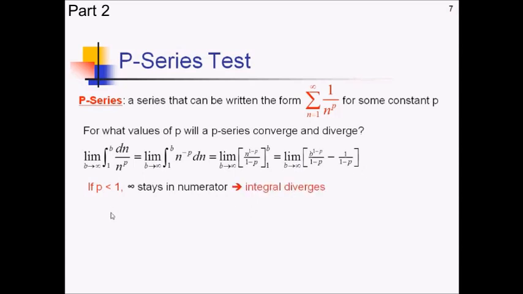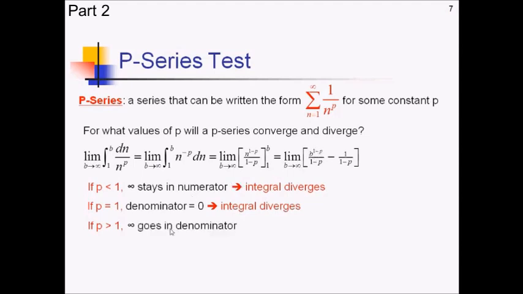Now let's say that p is exactly 1. Well, now you're just doing 1 minus 1 in the denominator, which is 0. So that would also cause your integral to diverge. And if p is greater than 1, now you're doing b to the 1 minus something bigger than 1. That's going to give you a negative exponent, which means your infinity is going down to the denominator. And if that's the case, a constant over infinity is just going to go to 0, which is going to cause your integral to converge.